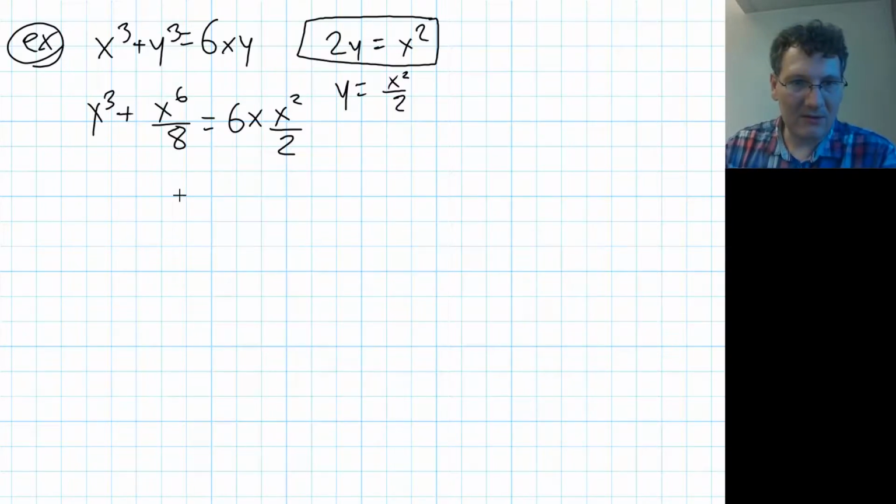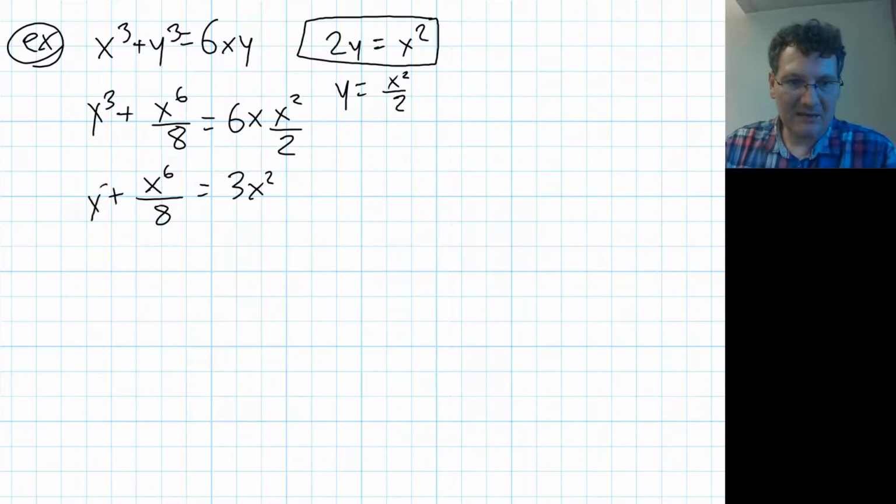What we get here is, let's see, so I've got 6, actually this comes out to be 3x squared equals x to the sixth over 8 plus x to the third. This is to the third on the right hand side.